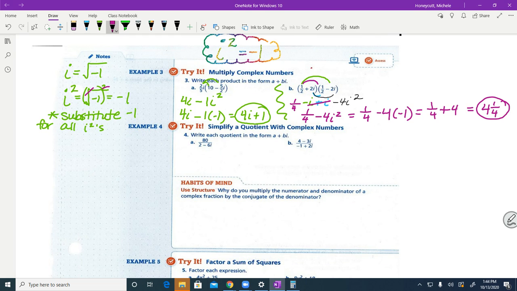Okay, now let's talk about simplifying the quotients. So we're going to need to draw some divider lines here.